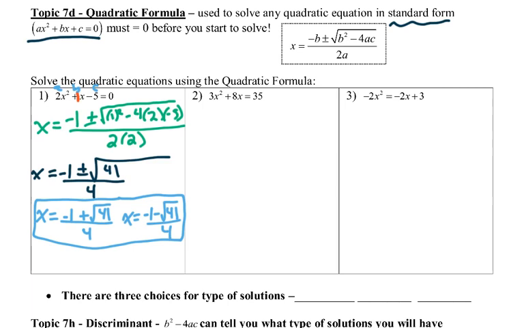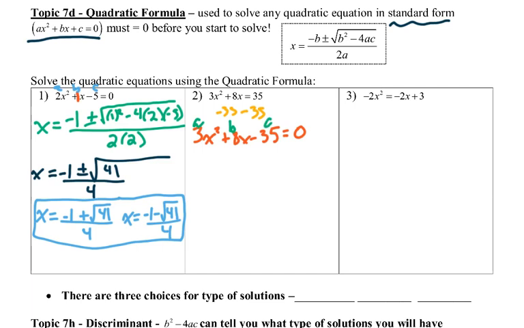This next problem is not yet in standard form or equal to 0. So the first thing we need to do is subtract 35 on both sides, and then we'll have 3x squared plus 8x minus 35, because the 35 doesn't have any like terms on the left, so it just gets tacked on at the end. Now we are going to label it. So my a is 3, b is 8, and c is -35.